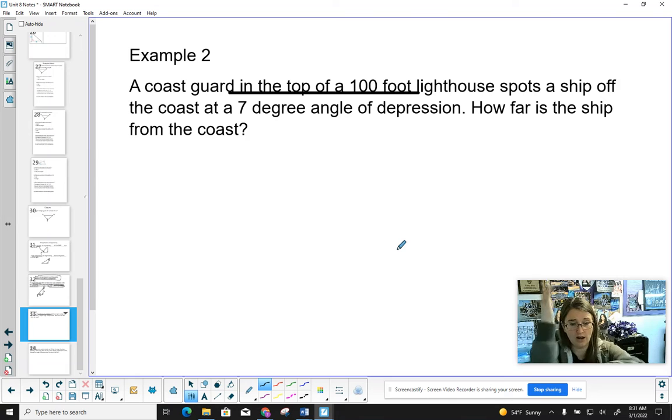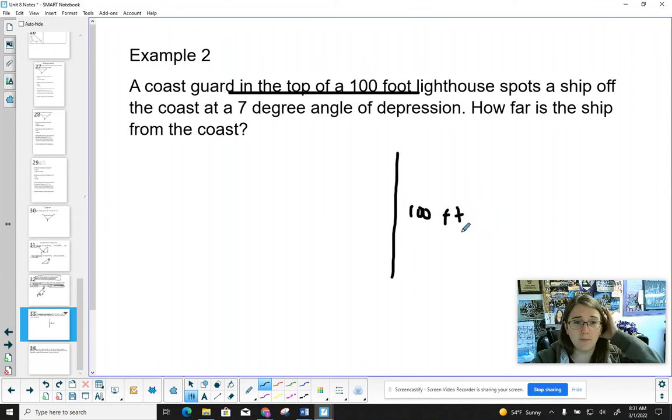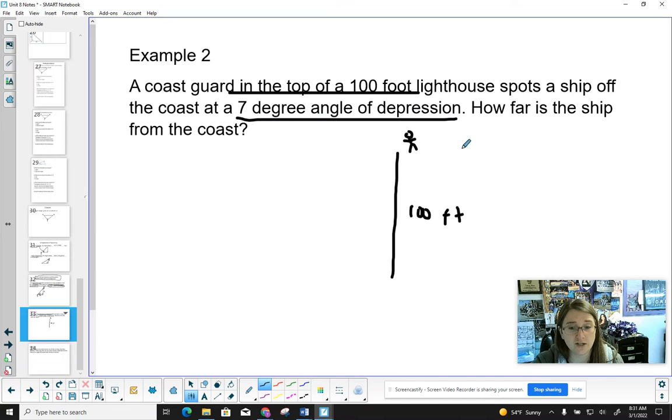I've got 3 sides to a triangle. Which one would that be? Well, that's going to be the up and down of the triangle, right? If that's the height of the triangle, that's going to be the up and down. And the Coast Guard is up here. I like to draw the person because that helps me visualize my next thing, which is an angle of depression.